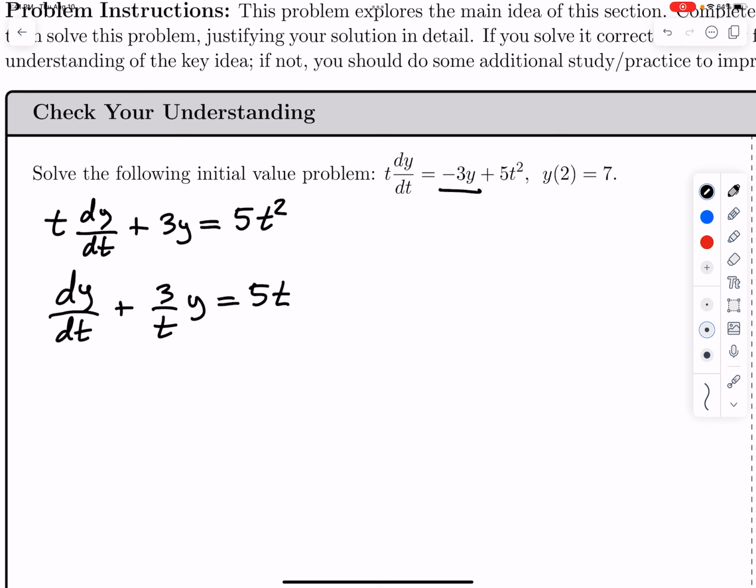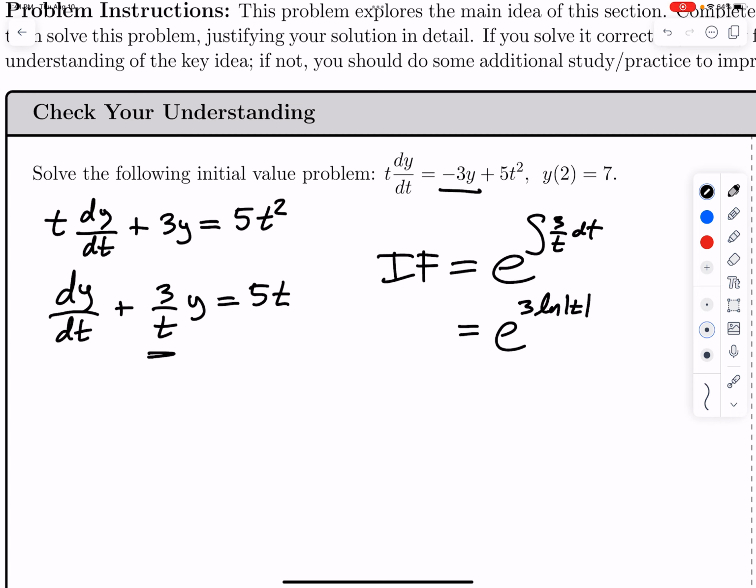And now I have it sort of in the form that we want, which is the y prime term by itself, and then there's this term here, and our integrating factor is going to be e to the antiderivative of that term there, which is 3 over t. And the antiderivative of 3 over t is 3 natural log of the absolute value of t. That would be the most general antiderivative, but the thing is, with integrating factors, you don't need the most general antiderivative, you just need any antiderivative.